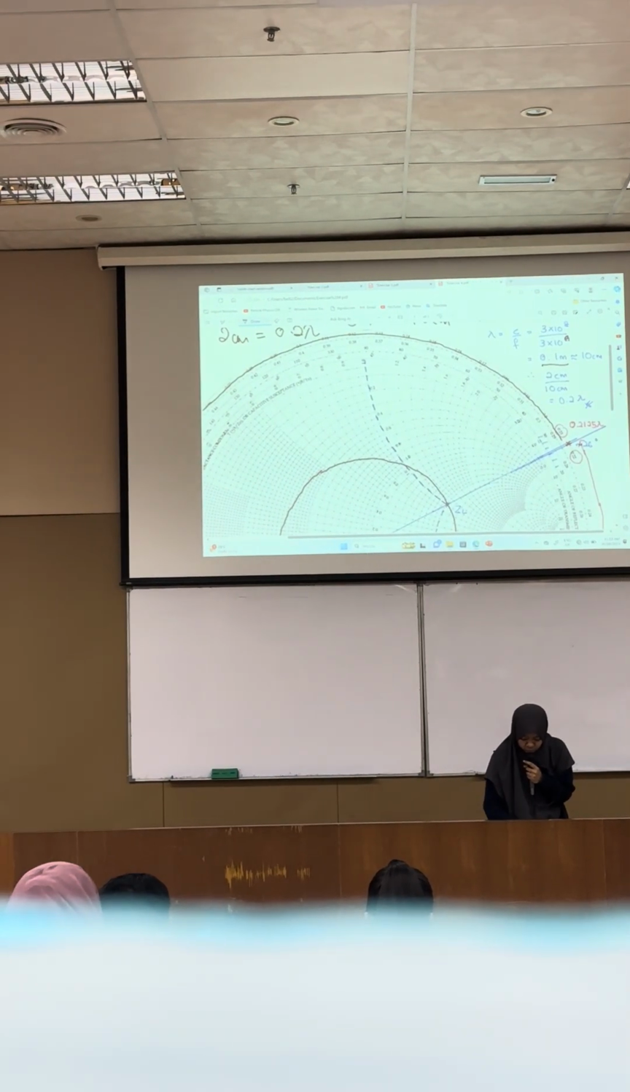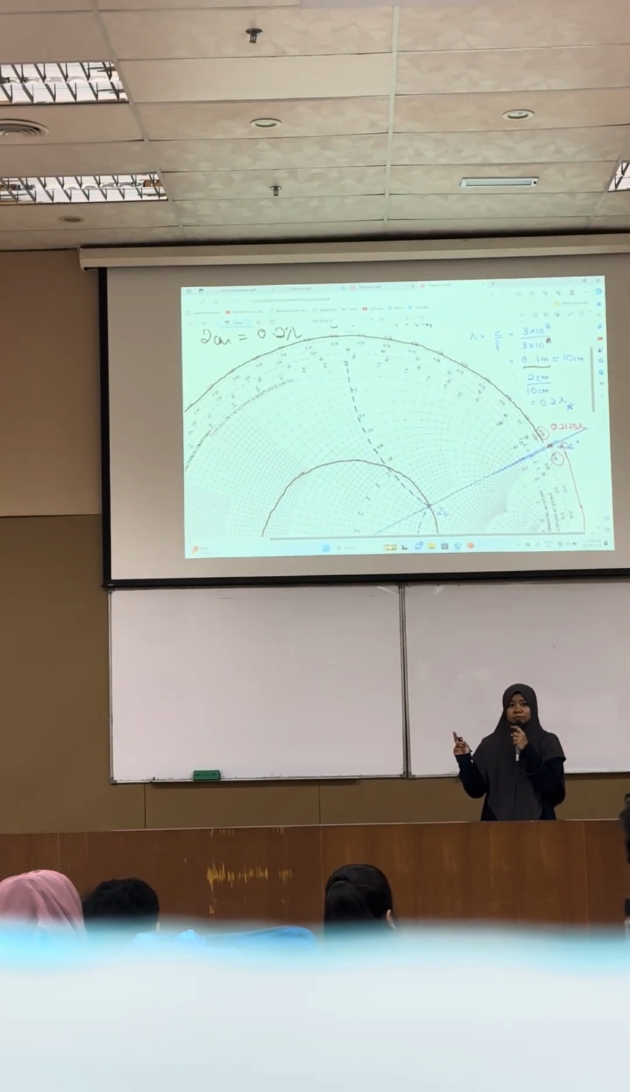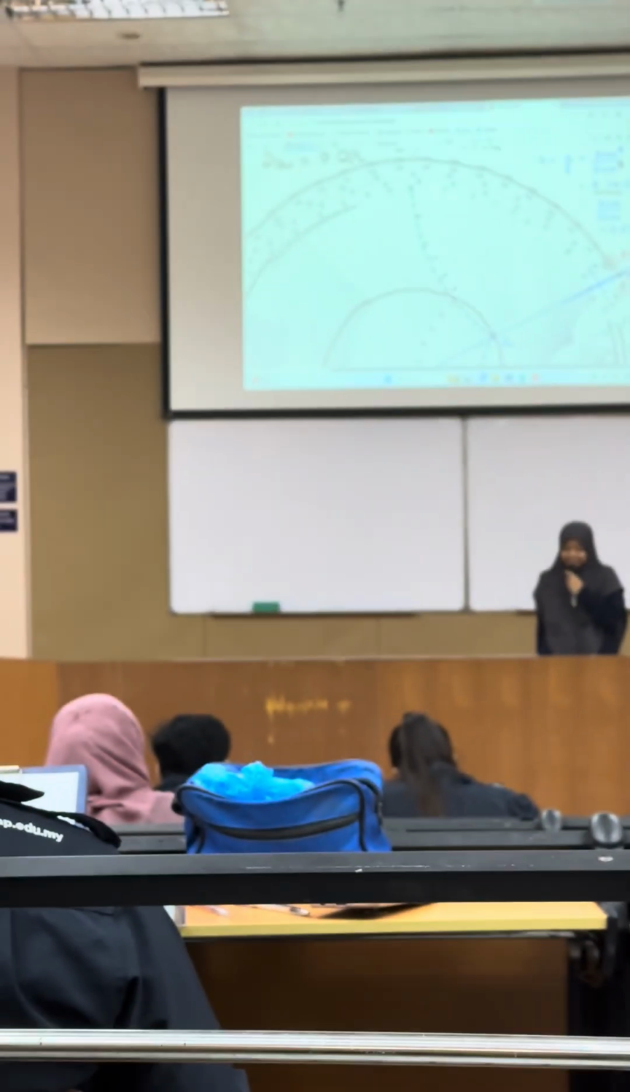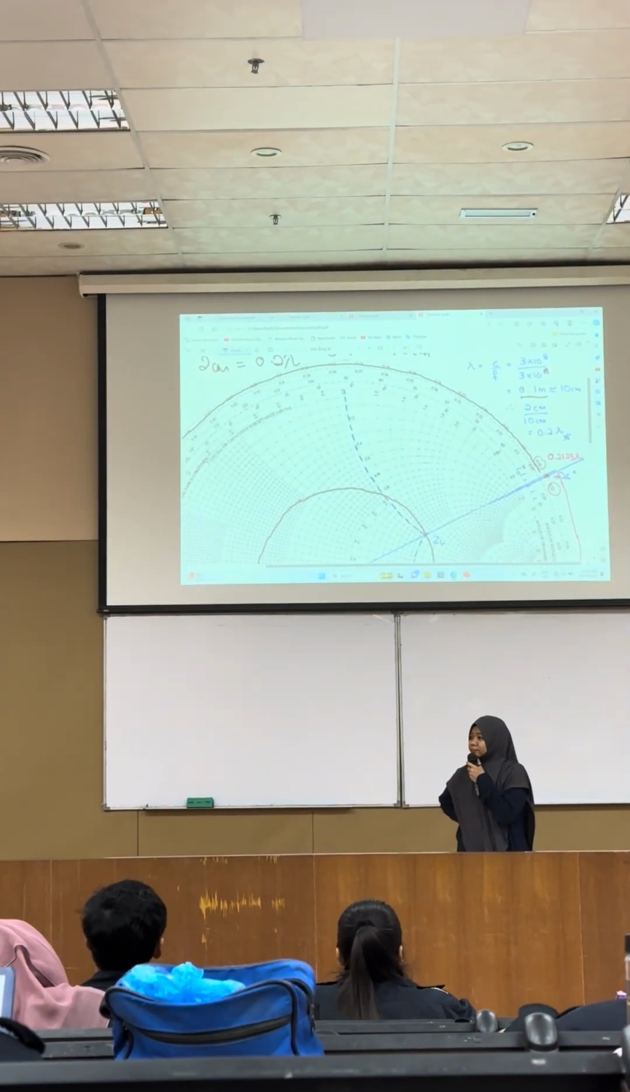Okay, so you get 0. Saya dapat, I get 0.2125. 0.21 pun boleh lah. Itu lebih accurate lah. Okay, 0.21 dapat. Do you get 0.21?